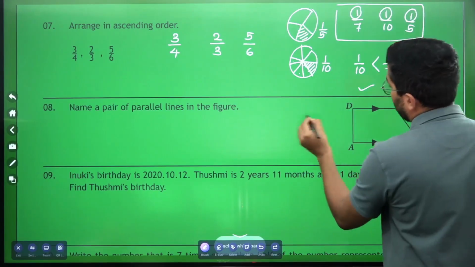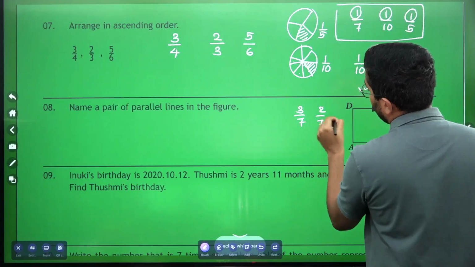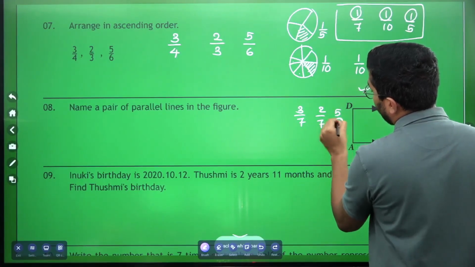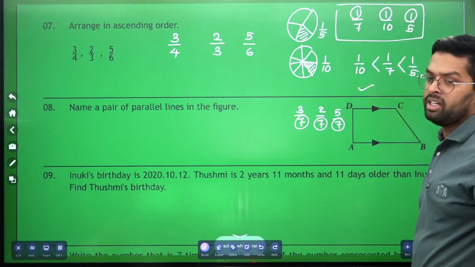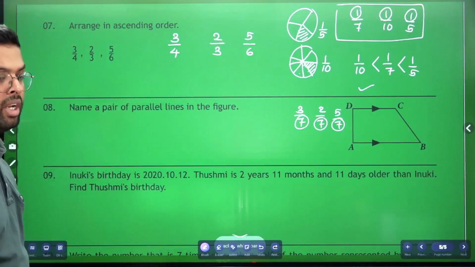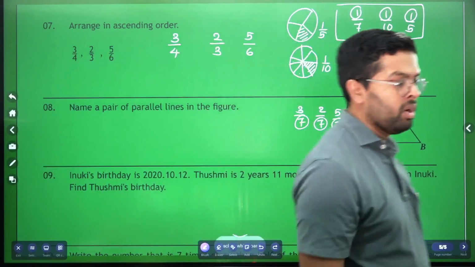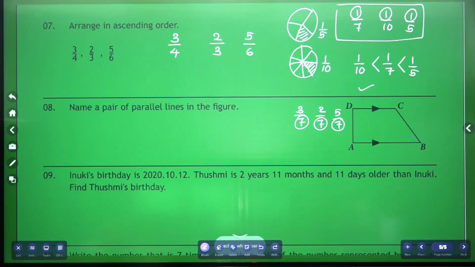If you have three fractions, let's say like this, 3 over 7, 2 over 7, 5 over 7, here in this case the denominator is an equal value. The denominator is equal in these three fractions. So can you arrange these three fractions in ascending order quickly? Share your answers in the chat box.